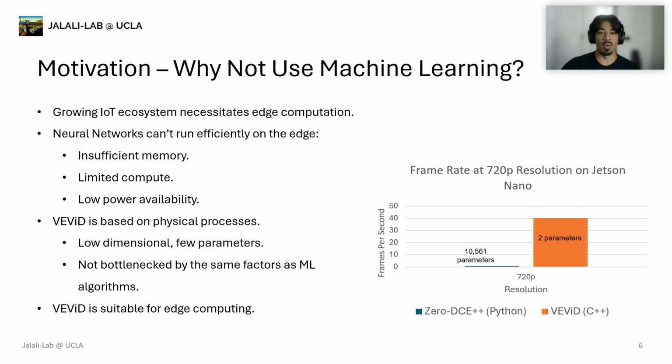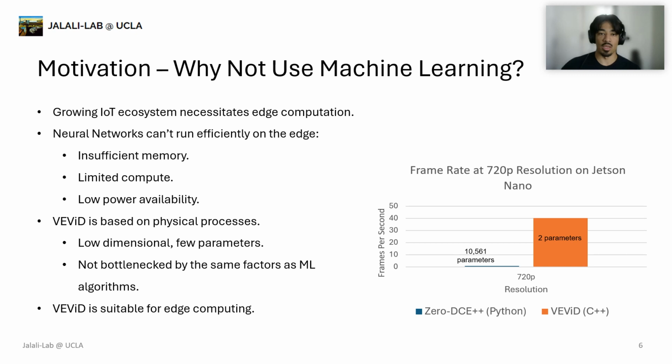Now, you might be wondering, why not just use machine learning for low-light enhancement? Well, here are some important factors to consider. First, as the Internet of Things, or IoT, ecosystem expands, edge computing becomes increasingly necessary in handling the massive volume of data generated by IoT devices. However, machine learning-based low-light enhancement algorithms encounter several challenges when running on low-compute edge devices. Neural network models can consume large portions of memory, limited computational resources can result in slower inference times, and the energy consumption of complex machine learning algorithms can quickly drain device batteries.